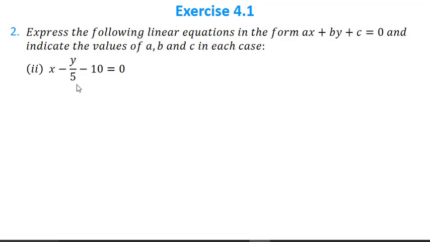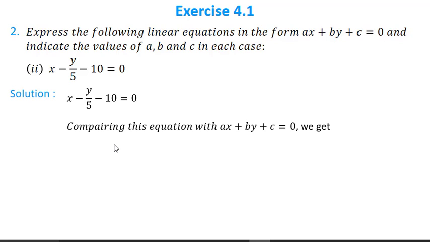Second question: x minus y divided by 5 minus 10 equal to 0. I have to express this in the form of ax plus by plus c equal to 0. Now as on the right hand side I have 0, it is already in the form of ax plus by plus c equal to 0. So I will compare this equation with ax plus by plus c equal to 0 and we get a as 1, b as minus 1 upon 5, because this minus y upon 5 is minus 1 upon 5 into y, and c is minus 10.